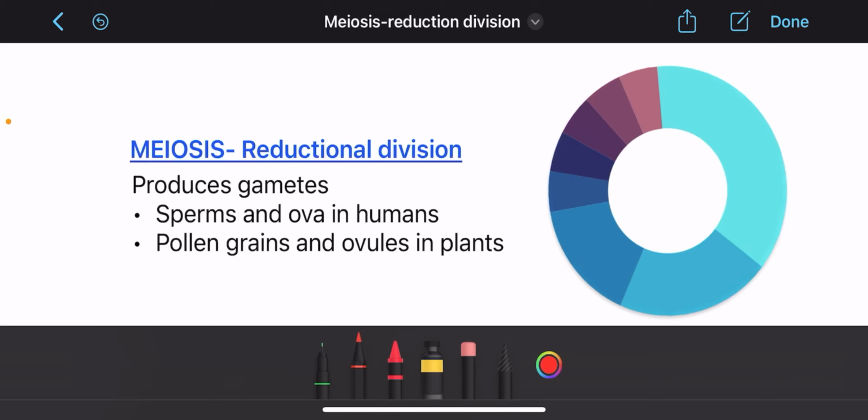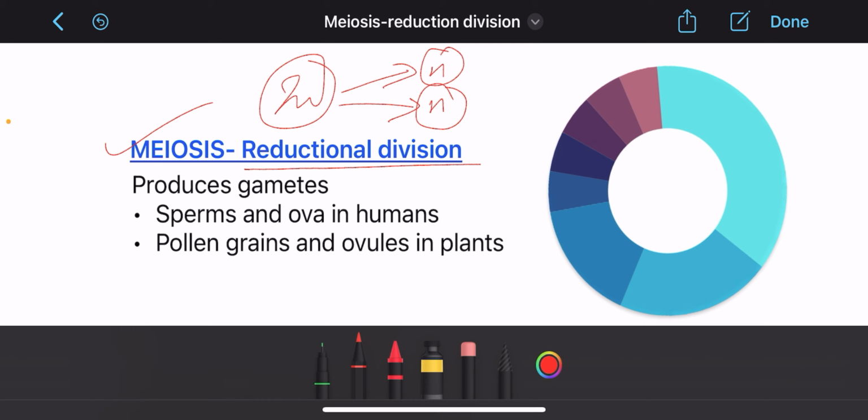Today we are going to discuss meiosis. Now, meiosis is a reductional division. Why is it known as reductional division? Because the parent cell with 2n number of chromosomes produces daughter cells with n number of chromosomes, or half the number of chromosomes, that is, the reduced number of chromosomes. In meiosis, gametes are produced in the case of humans and animals, and in plants, pollen grains and ovules are produced.